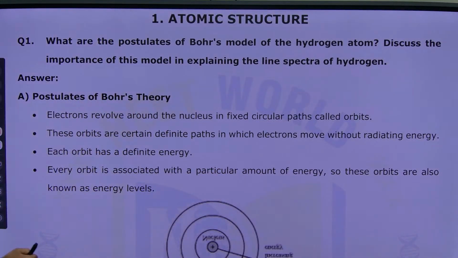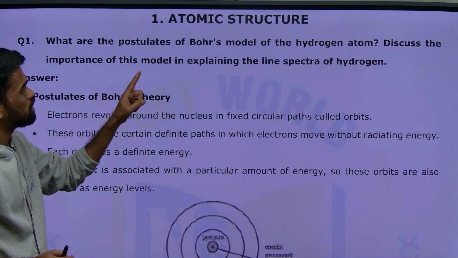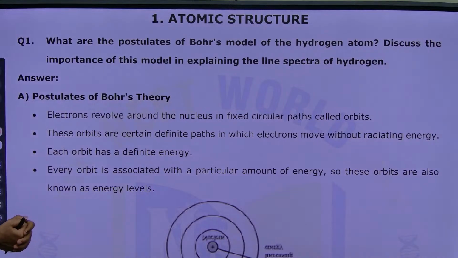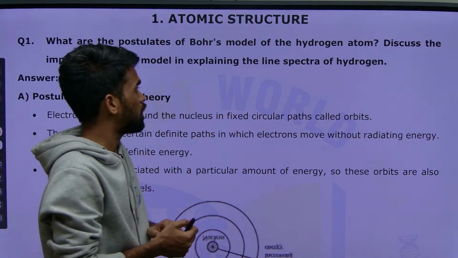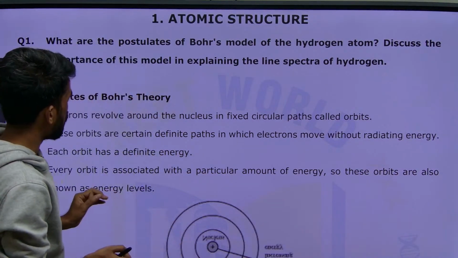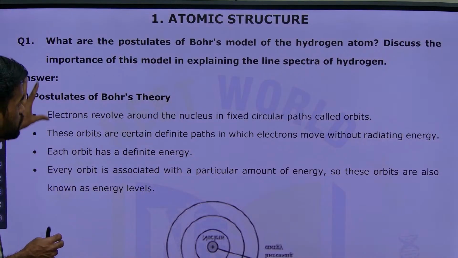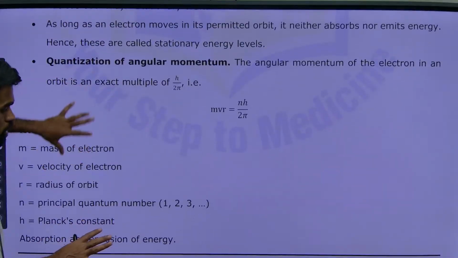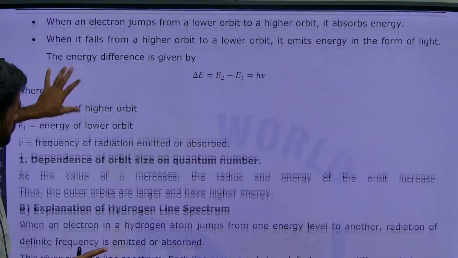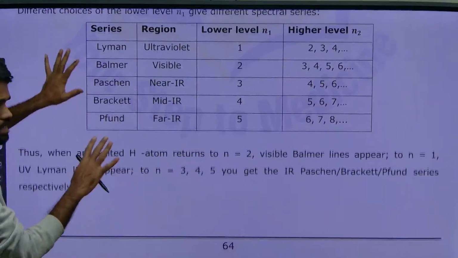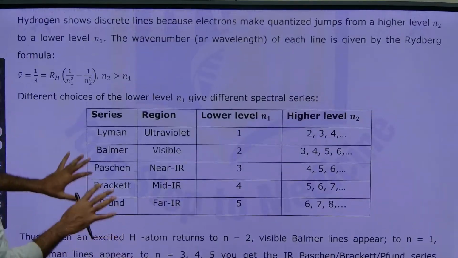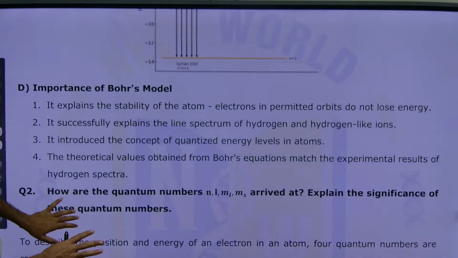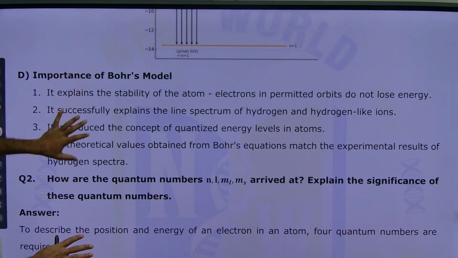Look at this. What are the postulates of Bohr's model of hydrogen atom? Discuss the importance of this model, explaining the line spectra of hydrogen atom. This is how the question will be given in the exam, and these are the postulates we discussed in the last class. I do not want to discuss the same thing again. You need to express your answer in this manner, and these are the importance of Bohr's atomic model.